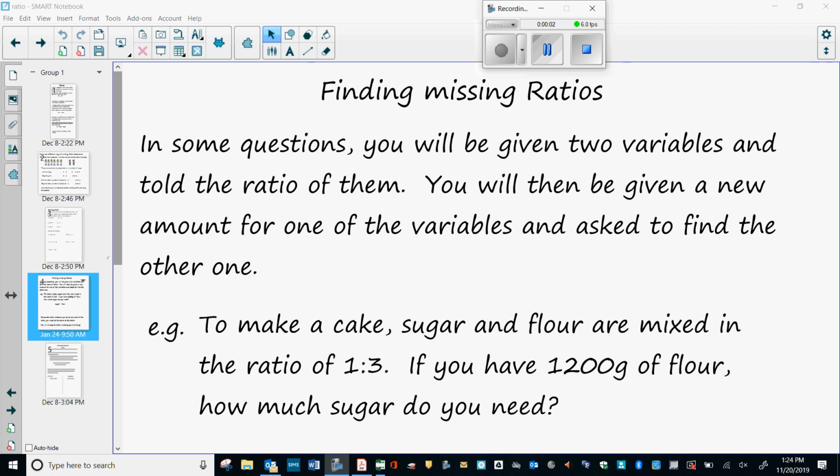Alright, okay, so we talked about simplified ratios. We should be able to fly through this as well. In some questions you'll be given two variables. Variables, remember, are things that change, and you're told the ratio of them. You will then be given a new amount for one of those variables and asked to find the other one.